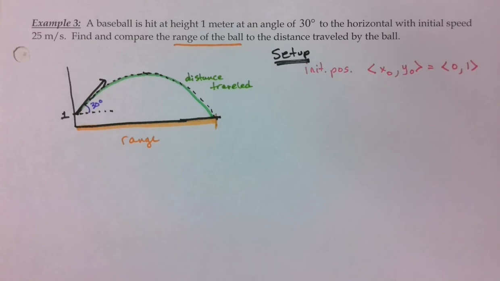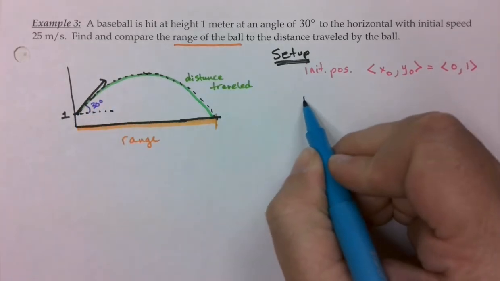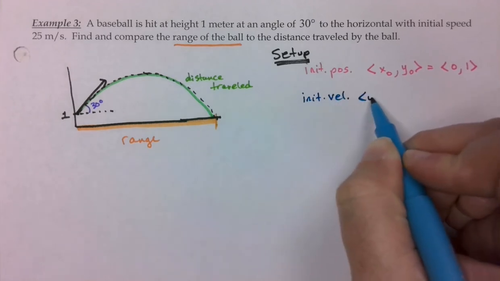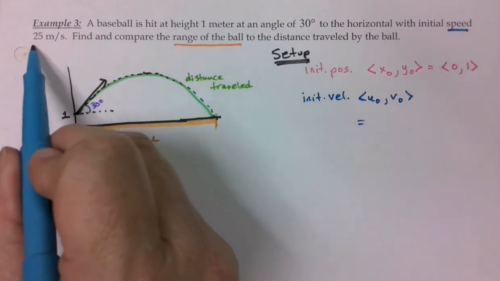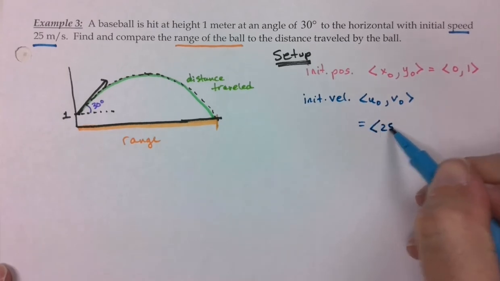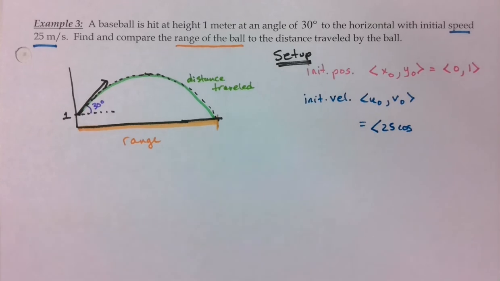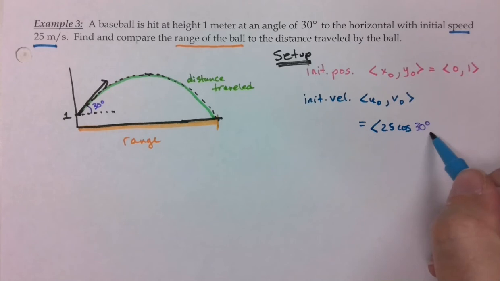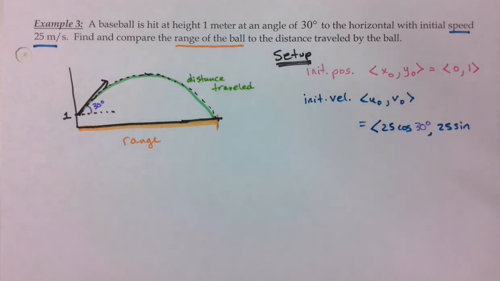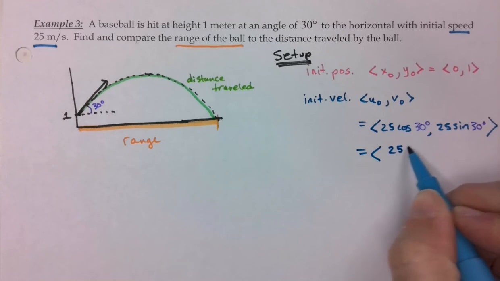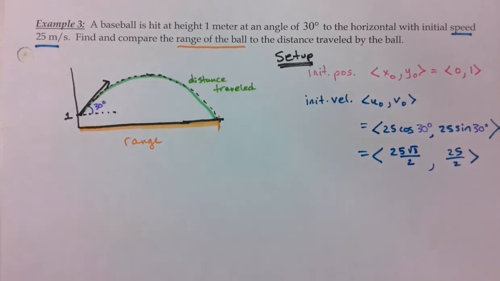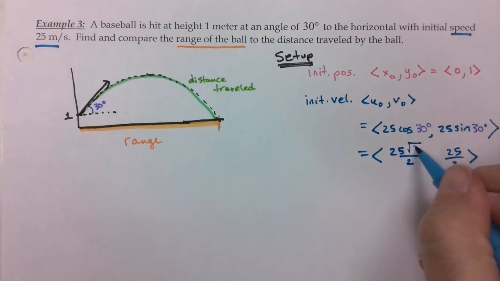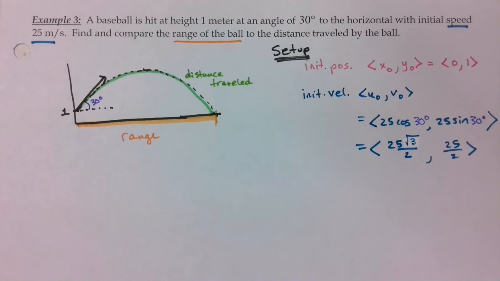The initial velocity is along this vector, right? So the initial velocity, which is u0, v0, is equal to, well, it's hit with an initial speed of 25. So that would make it 25 cosine of 30 degrees, because 30 degrees was our angle, and then 25 sine of 30 degrees. Which is, of course, 25 times the square root of 3 over 2, and 25 over 2. Let me make that square root of 3 a little bit bigger. There we go.